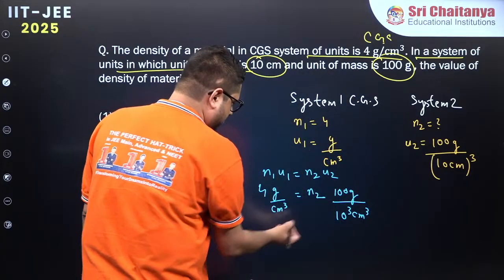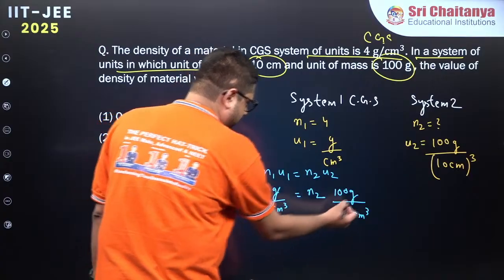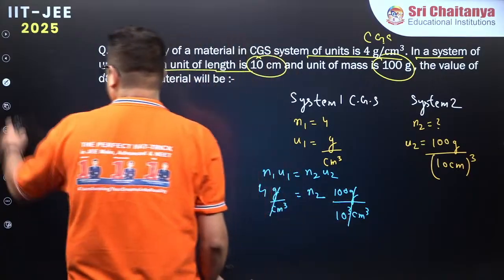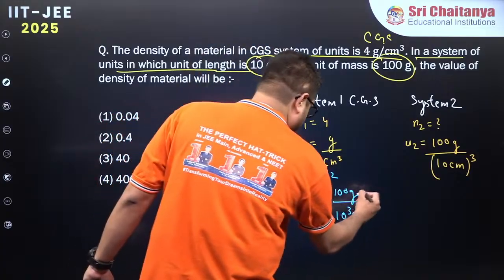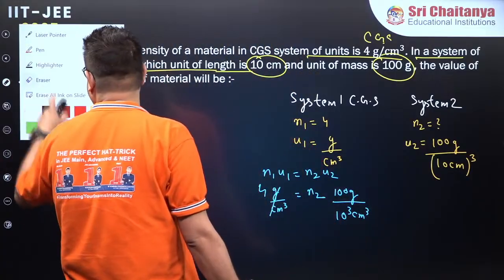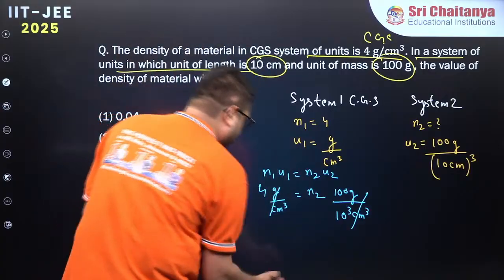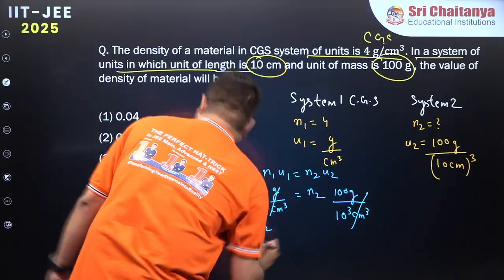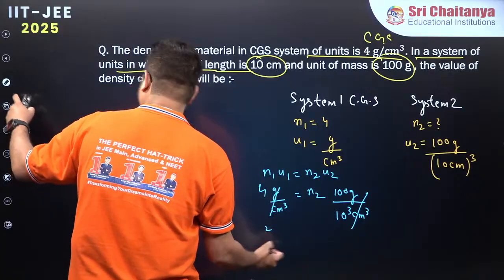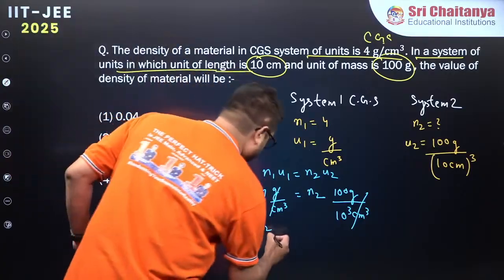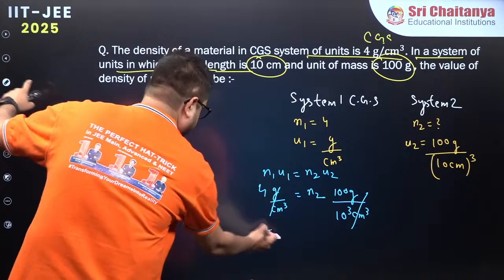Right, isn't it, everyone? So what will happen? This gram per centimeter cube will be getting cancelled out, isn't it? Yes or no? Those who are able to see how we are cancelling these terms can give a thumbs up. So what will I be left with? We are going to be left with N2, the value of N2. I'll write it down with some different color.